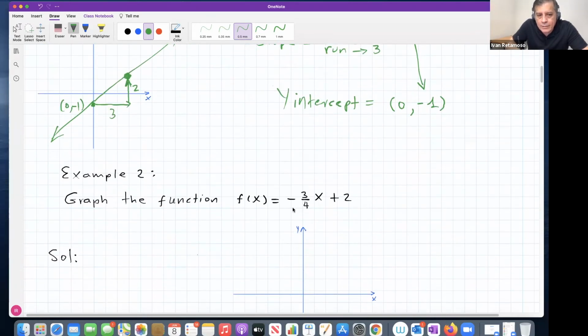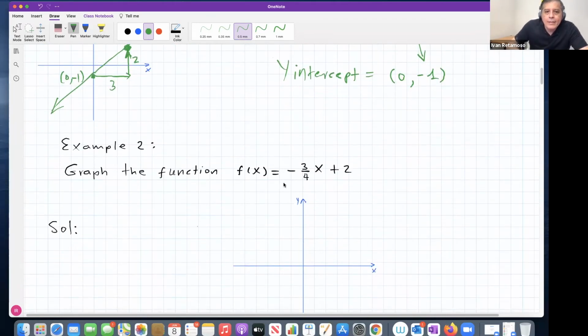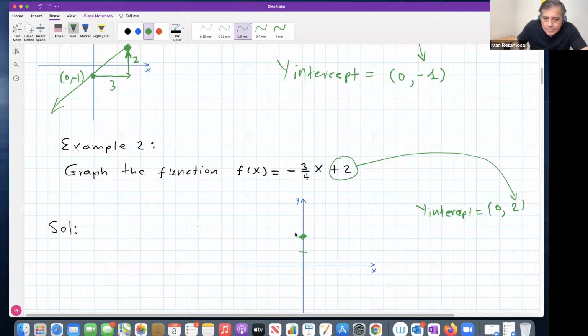Here is another one for the second scenario. What if they ask you to graph this linear function now? Again, quickly, just get your y-intercept. Y-intercept will be 0, this guy 2. Set that up. Let's say 1, 2 is here. And then 0, 2, right? Look at the slope.